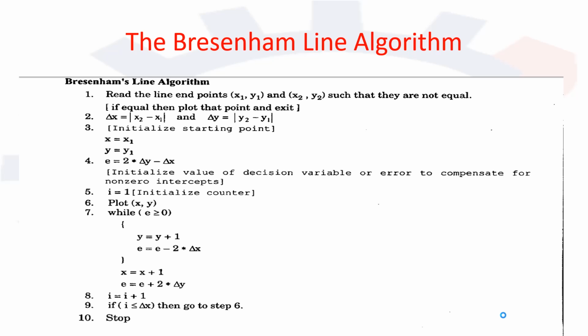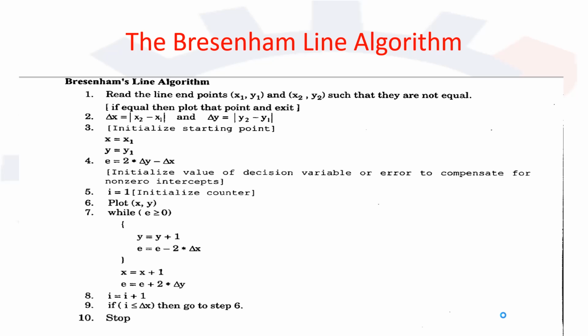We then increment the counter i, that is i is equal to i plus 1, and we keep incrementing until i is less than or equal to delta x. If i is less than delta x, then we go again to step 6, plot the value, and combined we have the loop.